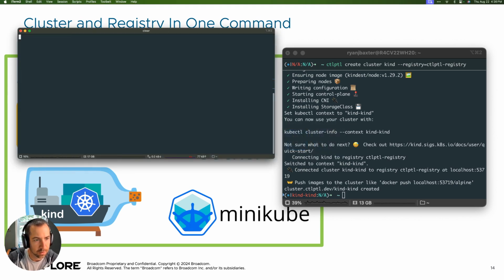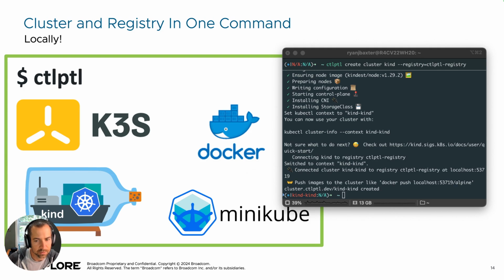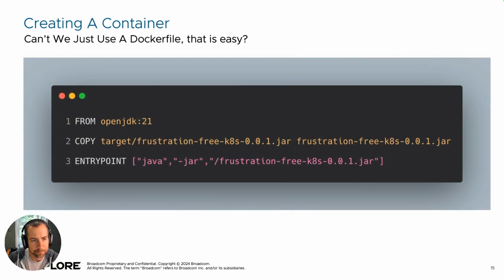So we can say ctlptl create cluster, and we'll use Kind as our Kubernetes cluster of choice. And then we're going to actually create a registry as well. And so we're going to execute that, and it's going to go ahead and do its thing. And then we'll come back to that after it's done here. That solves the cluster problem.